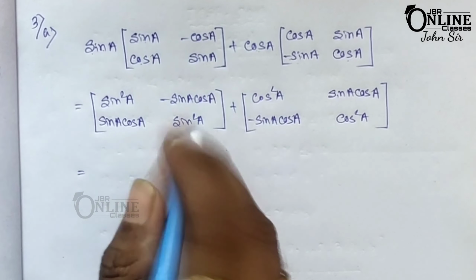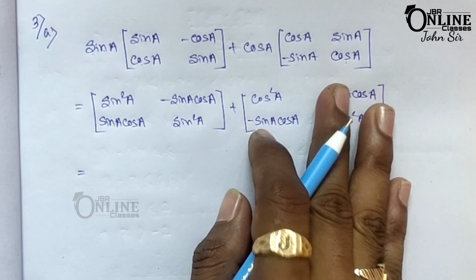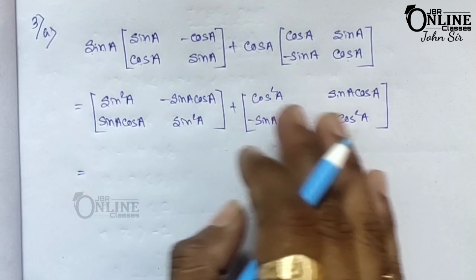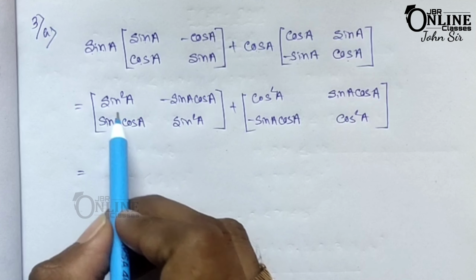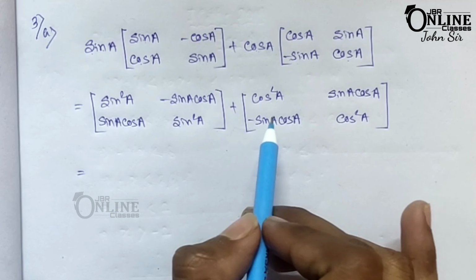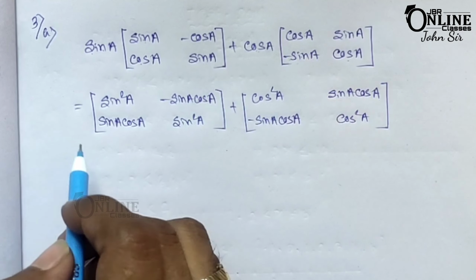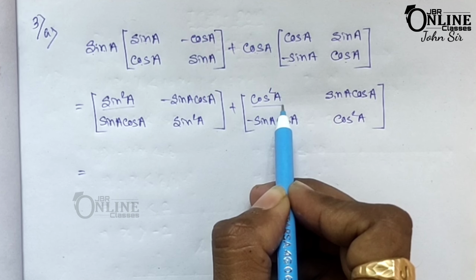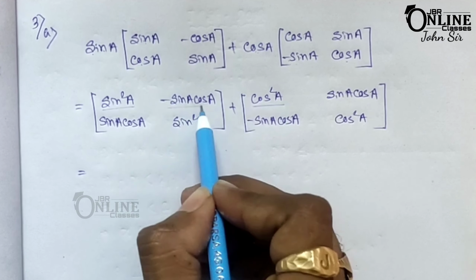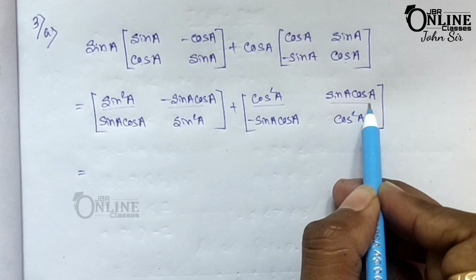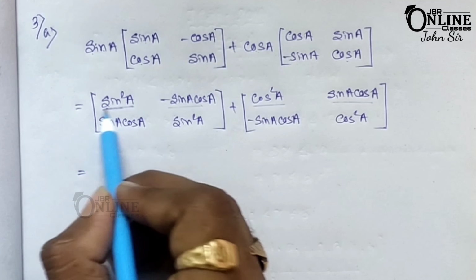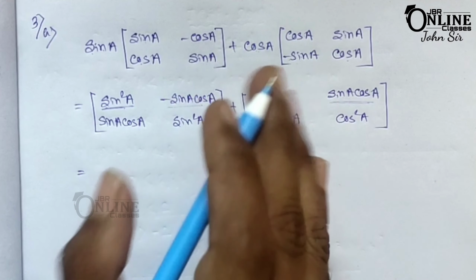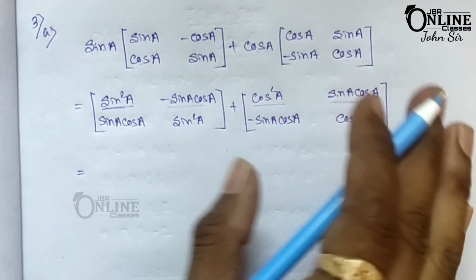Now here there are two matrices, first one and second one. Now you have to add these two matrices. So whenever you add two matrices, that means you have to add each and every element place-wise. That means here first you have to add sin square and cos square. Then you have to add this one with this one. You can't add this element of this matrix with this one. Always you have to add each and every element place-wise.